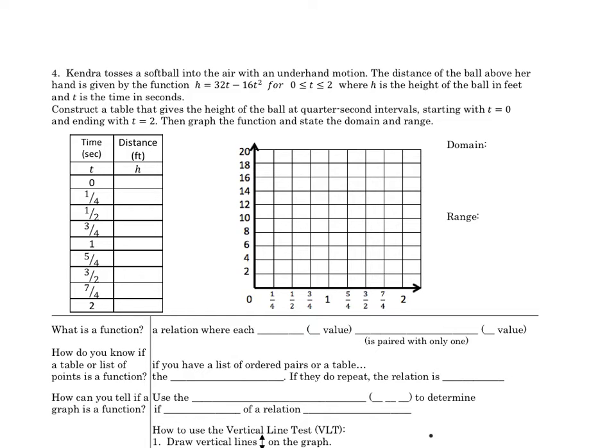Okay, so construct a table that gives the height of the ball in quarter-second intervals, starting with t equals 0, ending when t equals 2. One of the things that we can do is put the equation into y equals and look at the table. So I'm going to write that here. Give me a second. I'm going to pause the video and write it down, so it's just going to magically appear for you guys.